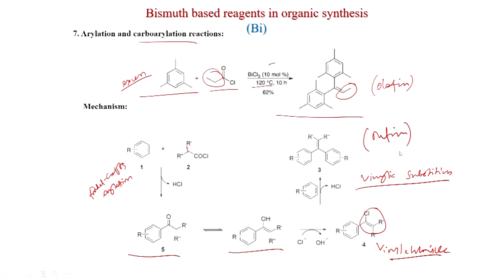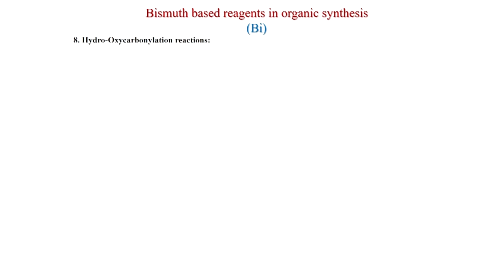So, this is a reaction. First the phenyl acylation to generate a ketone, then the enolization, then the Cl minus will displace OH minus, and then the vinylic substitution will generate the olefin. This is the catalyst, bismuth trichloride. Of course, this reaction needs high temperature, 120 degree centigrade. This work was published in Advanced Synthesis and Catalysis, 2006.